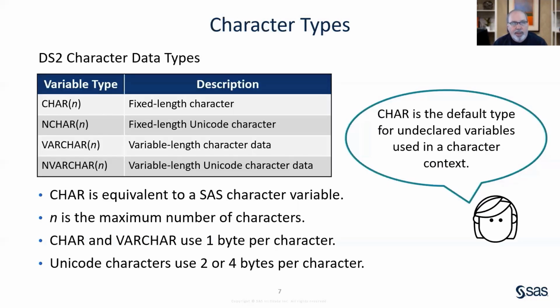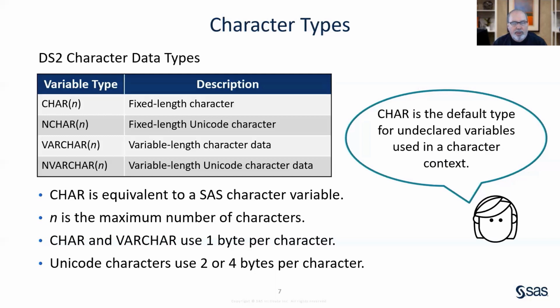First, let's talk about character data types. DS2 can define and manipulate 4 different character types. The char and nchar are both fixed width, and the varchar and nvarchar are both variable length per row. In all cases, the n indicates the number of characters maximum that can be stored in the column when it's defined. In char and varchar, it's 1 byte per character.